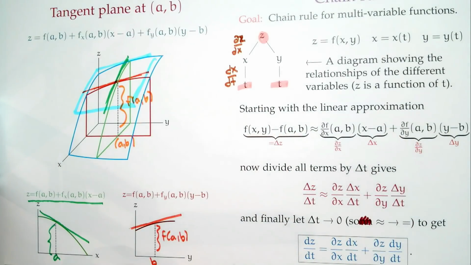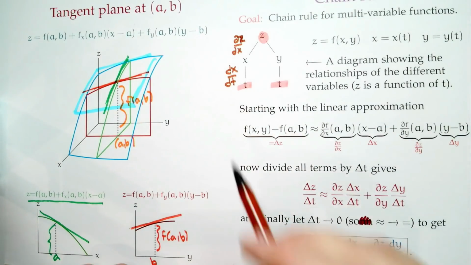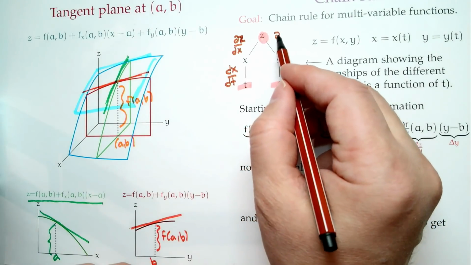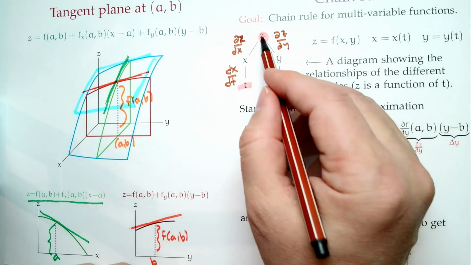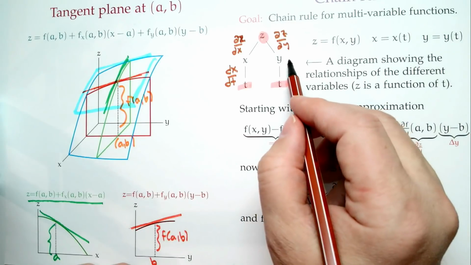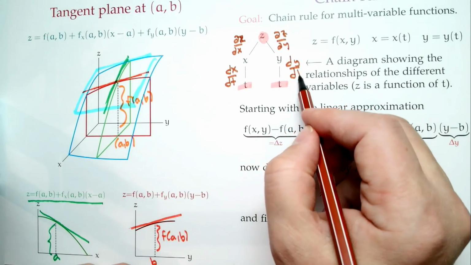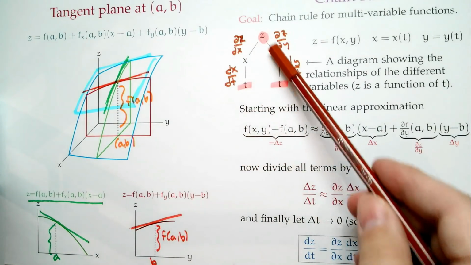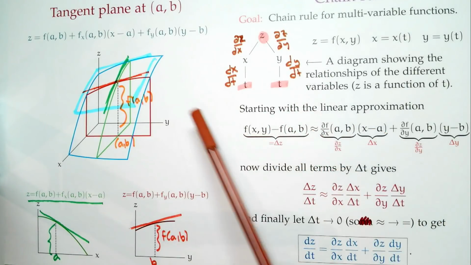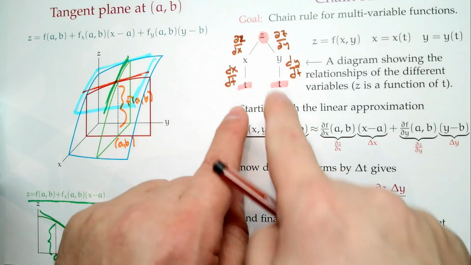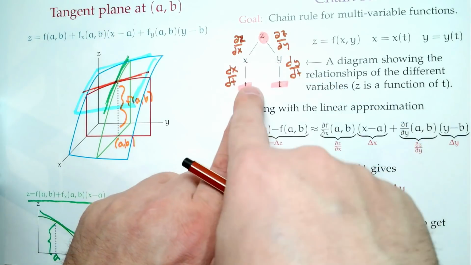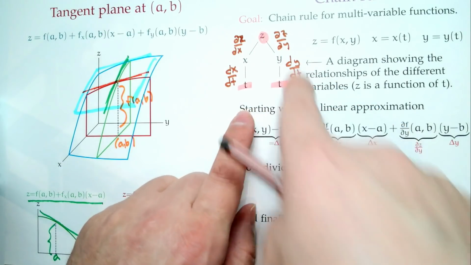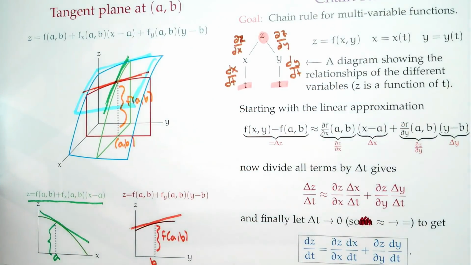But of course, I have another variable. So I can go through the other direction. Partial z partial y, that's how z changes with y. And then I have also dy/dt, how y changes with t. And so, again, the net effect, multiply them together. So once you have the diagram, the rule is, just start with the variable at the top, work your way down, and multiply it. Add up all the pieces, and you're done. That's it.